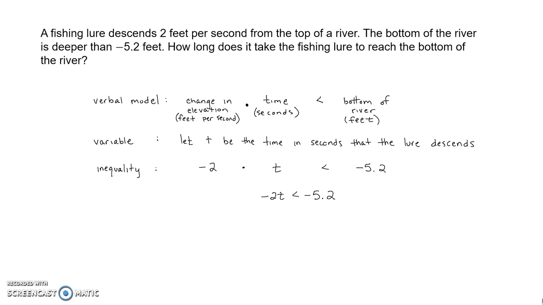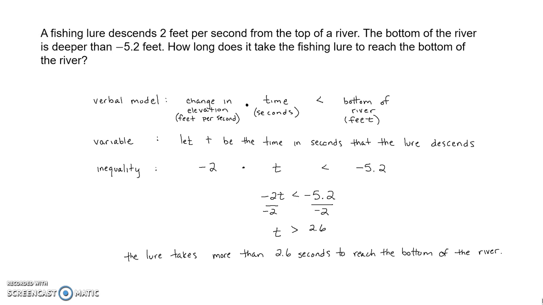Solve for t. Divide both sides by -2. Remember, when dividing an inequality by a negative number, reverse the inequality. The result is t is greater than 2 6/10. The lure takes more than 2 6/10 seconds to reach the bottom.